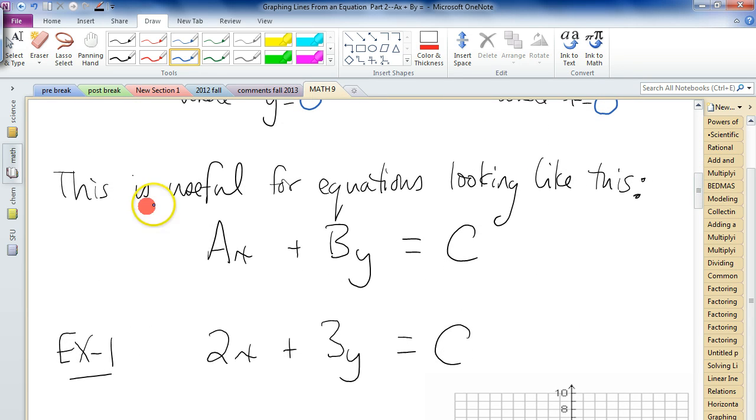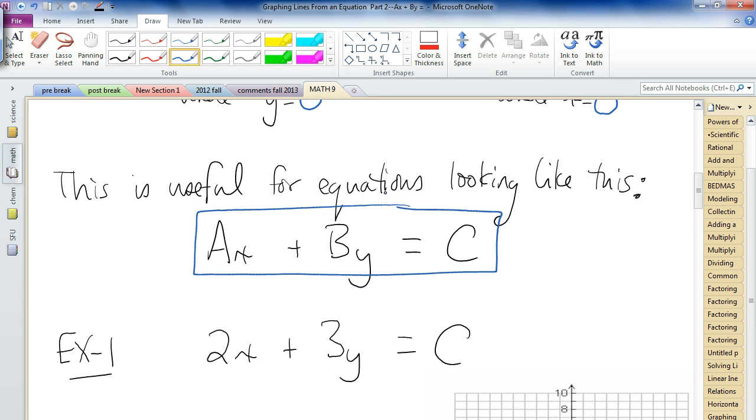And this is useful for equations looking like this general form. Just like y equals mx plus b was a general form, where the m and the b stood for something, same thing here: the a, the b, and the c stand for some other numbers. So this is what's called standard form, ax plus by equals c. It could be a minus sign here too. If it's in this form, then you could use this x and y intercept method.